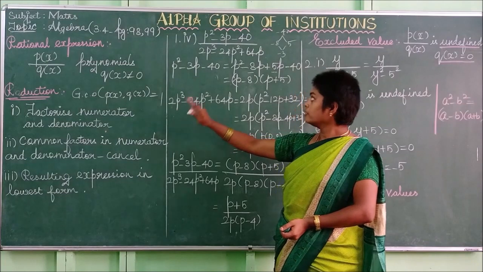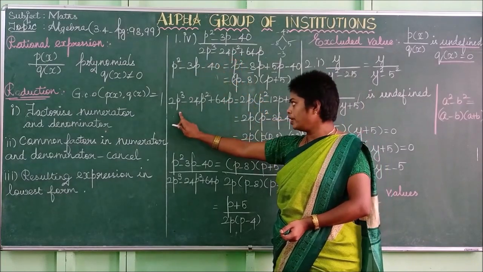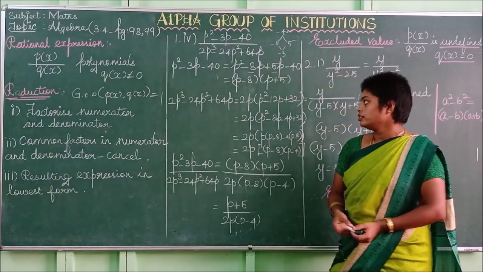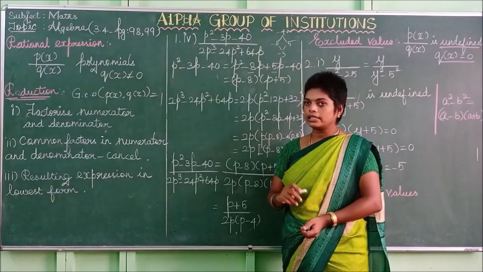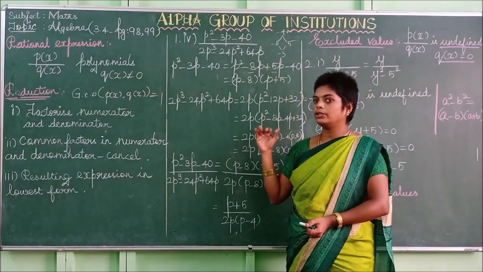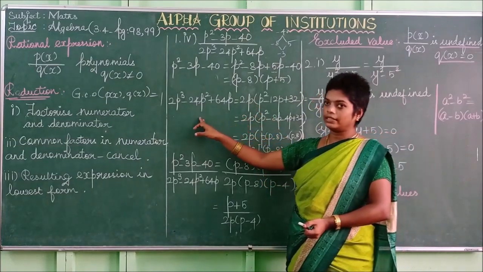Then next, you have to factorize the denominator value. What is the denominator value? 2p cube minus 24p square plus 64p. Now check, are there any common terms? Yes. P is common and 2 is common. So you take that 2 and p outside. If you take 2 and p outside, what is the remaining term in the question?